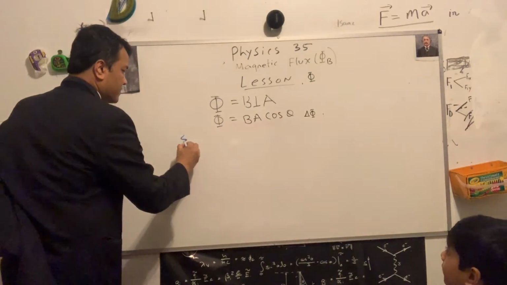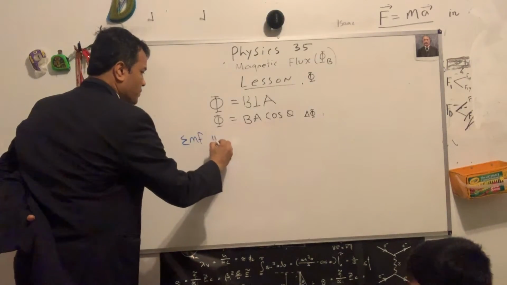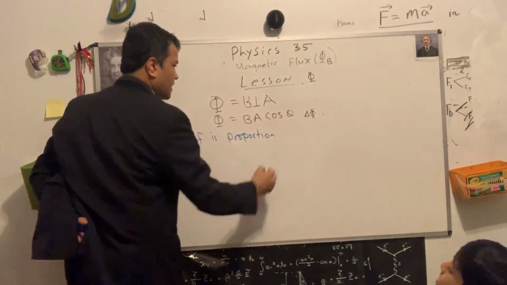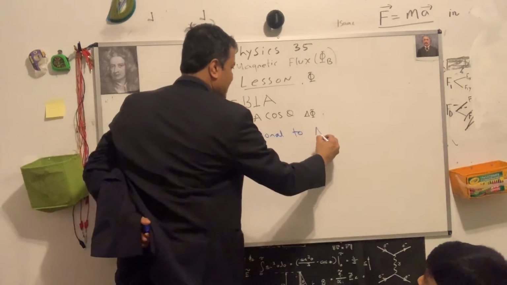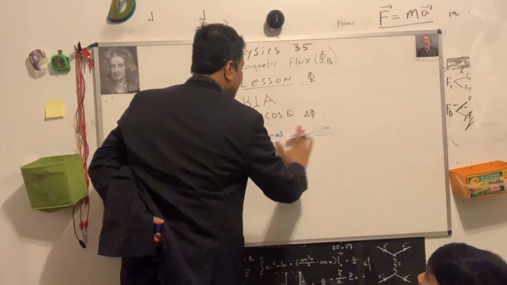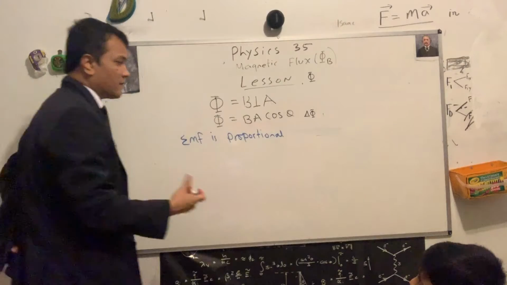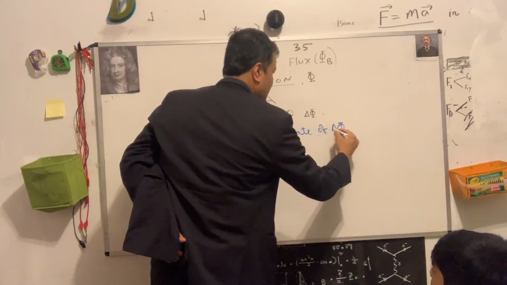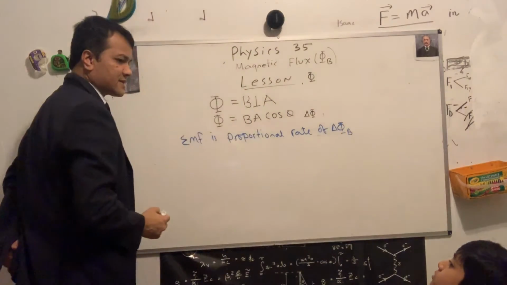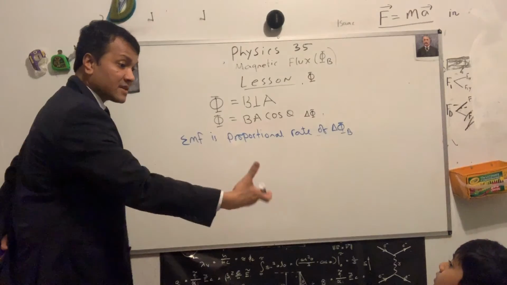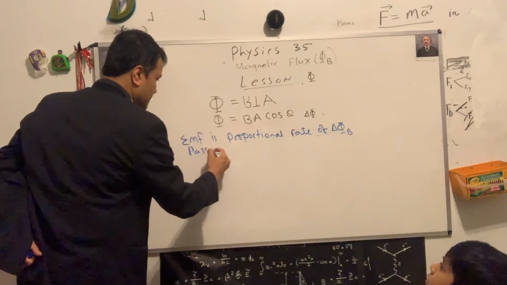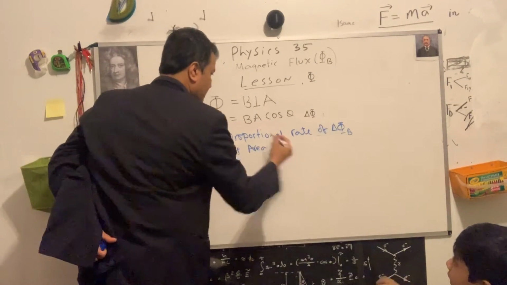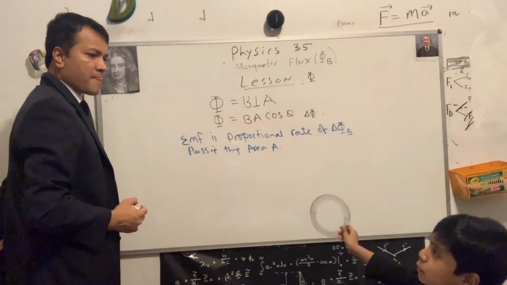Now let's talk about the EMF. EMF is proportional to what? Not change in flux. It's proportional to the rate of change in flux passing through the wire, and the wire area A. The area A in this case is like the hoop you just gave me.